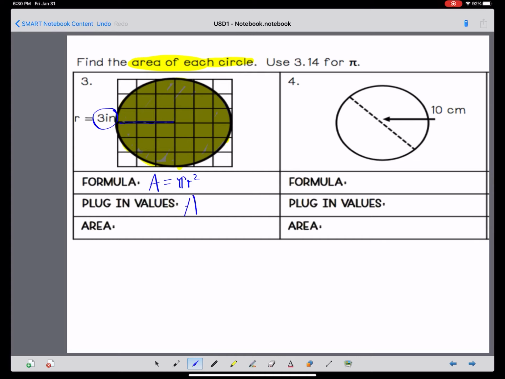So area is equal to the pi button on your calculator, or 3.14 if you don't have it, times the radius, which is 3, and then you square it. If you were to type this into your calculator, you would push pi, then you would push 3, then you would push the little caret button, where it looks like a little mountain. All it's saying is we're going to push the number 2 up high. That's just one way to type that into your calculator.